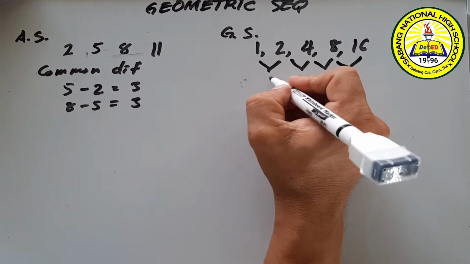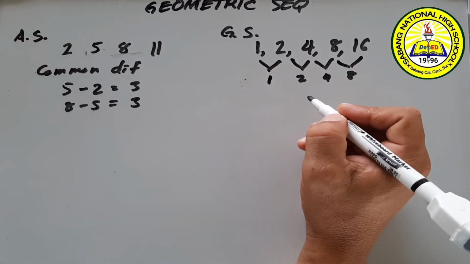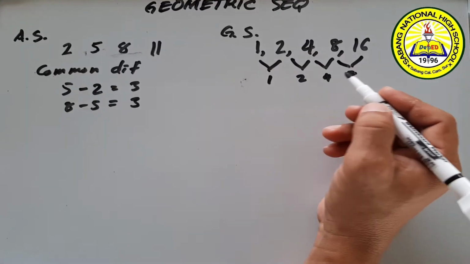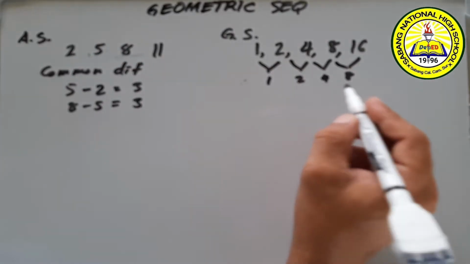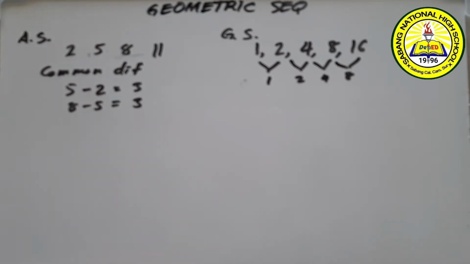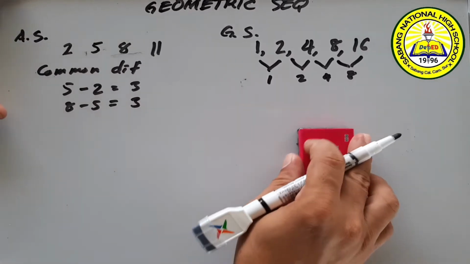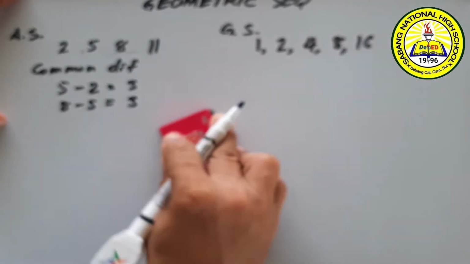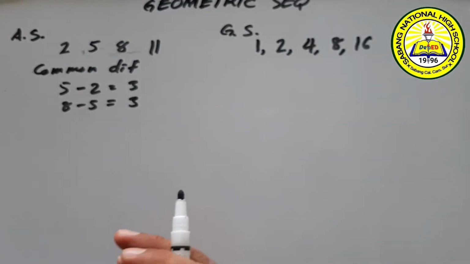The first two terms, their difference is 1. The second and third terms, their difference is 2, and so on and so forth. You have 1, 2, 4, and 8. So the differences are not the same. Therefore, we cannot call this an arithmetic sequence, since this is an example of a geometric sequence.